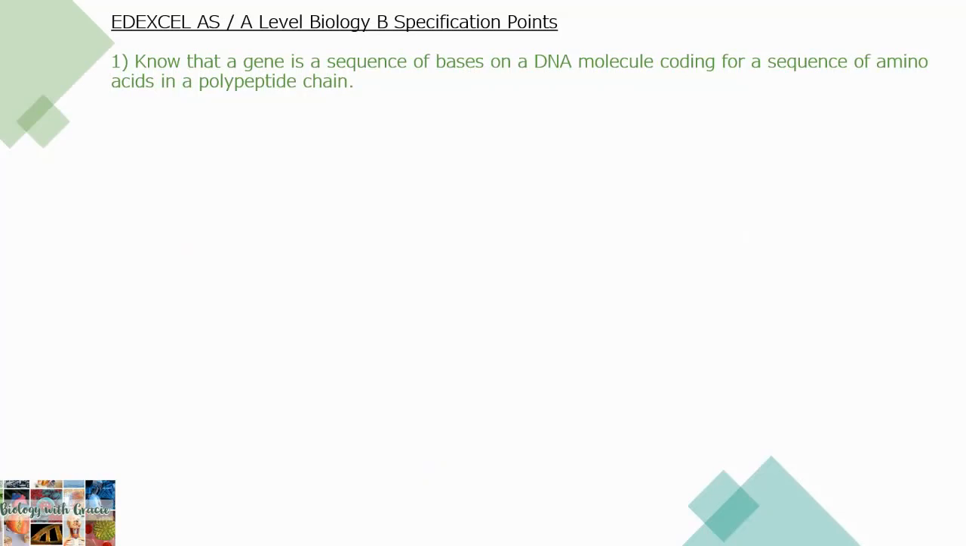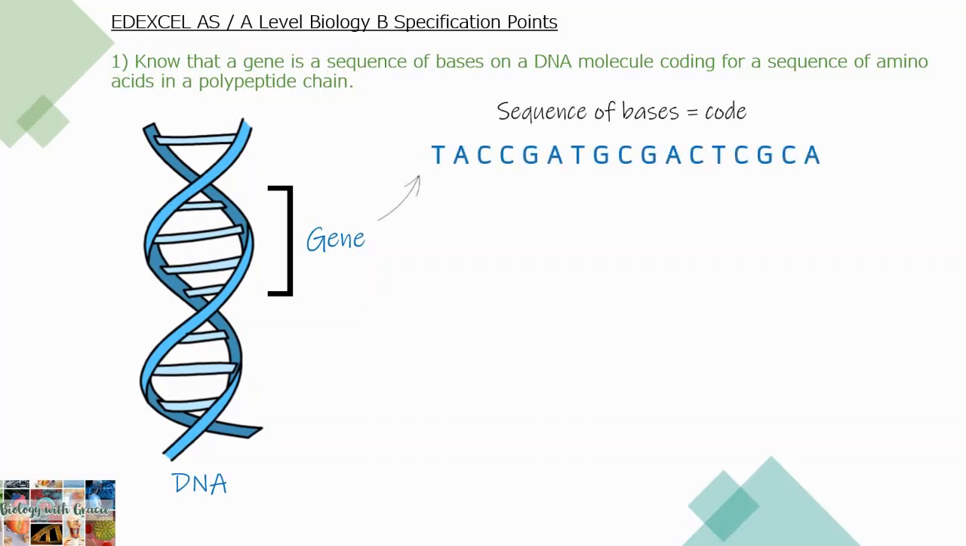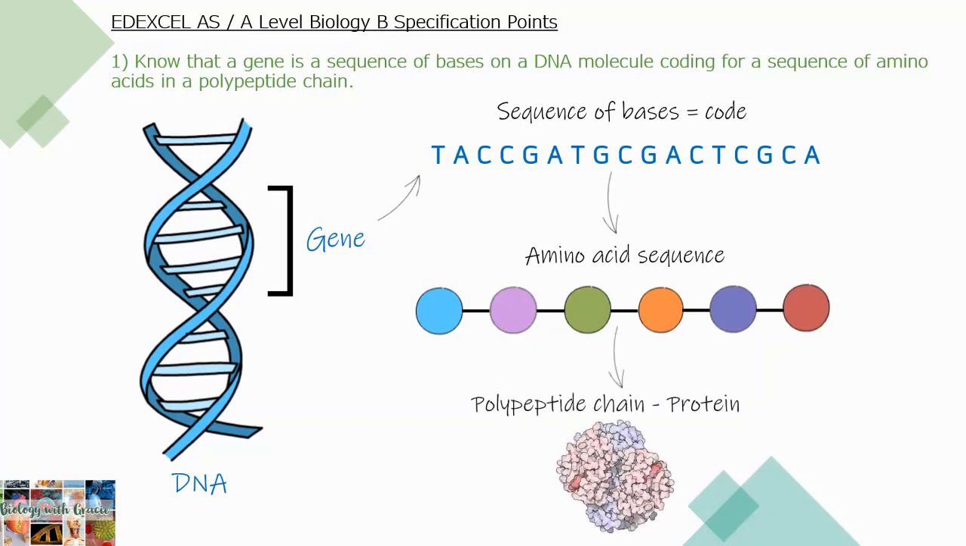So for our first specification point for biology B, we've got our DNA molecule here, and we've got our gene selected. So remember that a gene is a section of DNA that codes for a specific protein. So a gene is made up of a sequence of bases, and this is the code. So the bases in DNA are T, A, C, and G, and they form a sequence, and this is what determines the sequence of amino acids, which then determines the polypeptide chain and the protein produced.